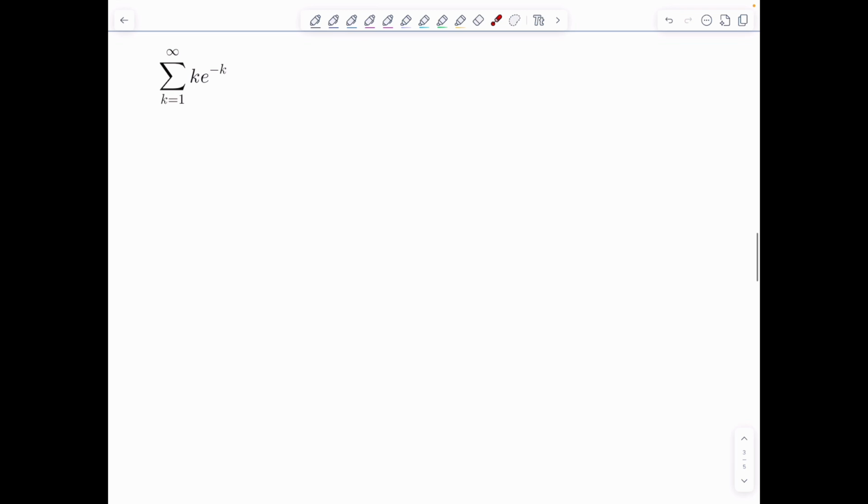Here we go. Let's look at another one. We have the sum, k equals 1 to infinity, k times e to the negative k. And like I said, there is going to be another test you'll learn that's easier to use than integral test, but we don't know it yet. So I'm just going to do this using the integral test per the directions.